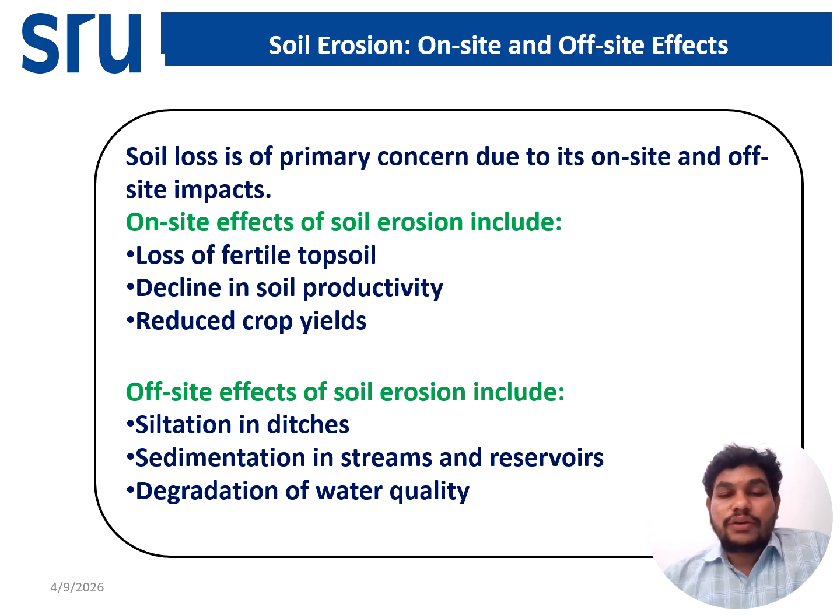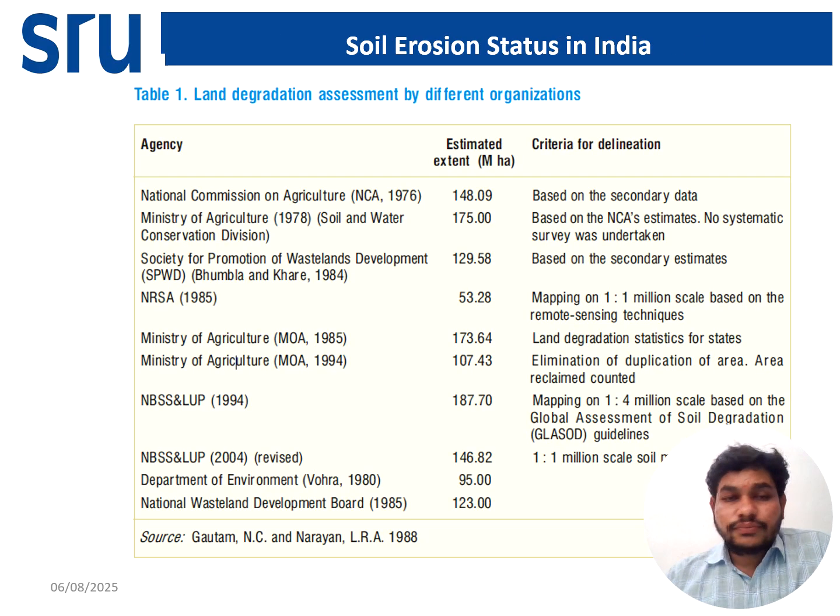If you see the off-site effects of soil erosion, one is the degradation of water quality. If the eroded material gets deposited into a freshwater reservoir or lake, the water quality will change. It means it will get bad, poor quality water. Then there is sedimentation of silt into the stream and reservoir, so the storage capacity of the stream and reservoir will get reduced. That is the off-site effect.